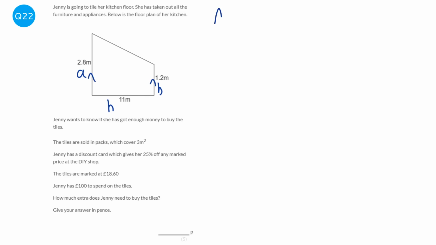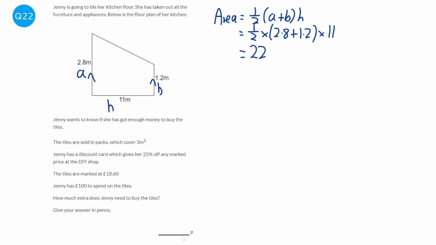So we're going to start off by writing down the formula. So it'd be half A plus B H. So half times 2.8 plus 1.2 times 11. And when we do that, we get 22. So the area of the floor is 22 meters squared. And it says here that the tiles are sold in packs which cover 3 meters squared.